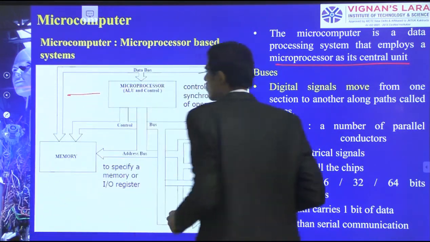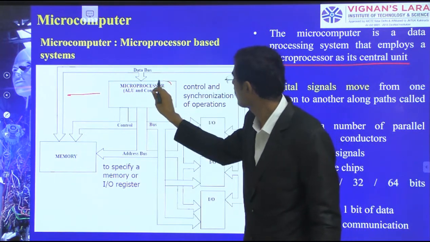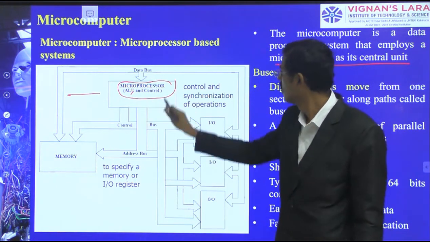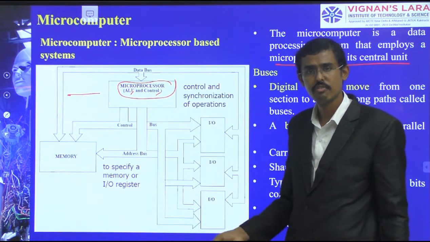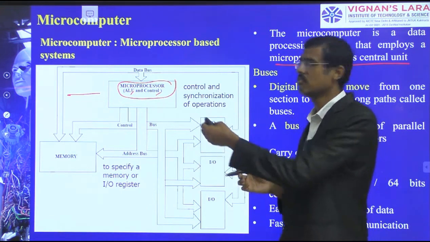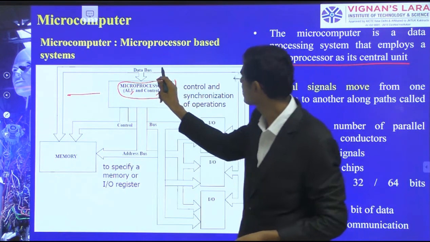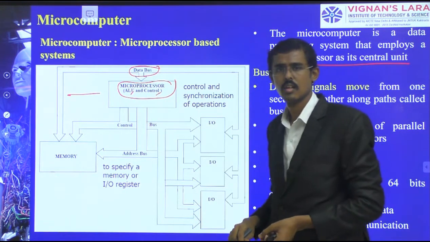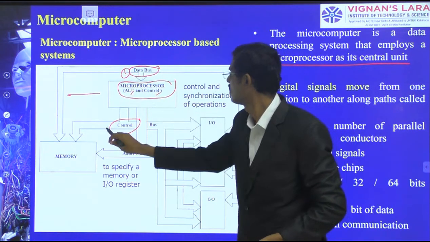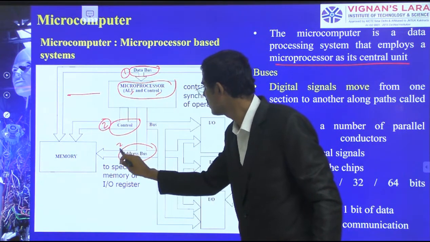Before going there, you see this microcomputer contains a microprocessor here. This processor does the arithmetic logical unit and the control operations, like AND, OR, NOT. Those functions will be done there. And there are three terminologies I want to mention. One is the data bus, one more is the control bus, and the third one is the address bus. So these three I want to mention.